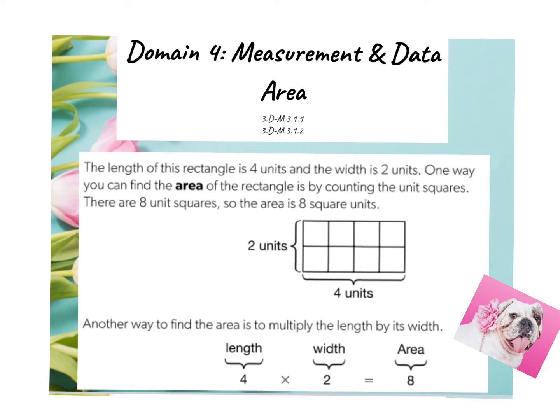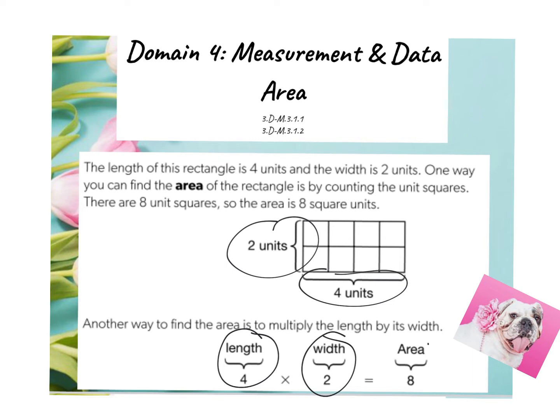So for example, we would do the width times the length, we would do 4 units times the 2 units, which is the width, to give us the area of 8 square units.